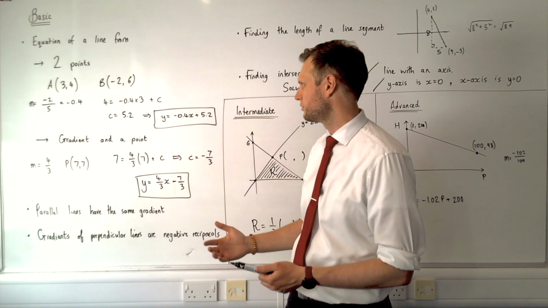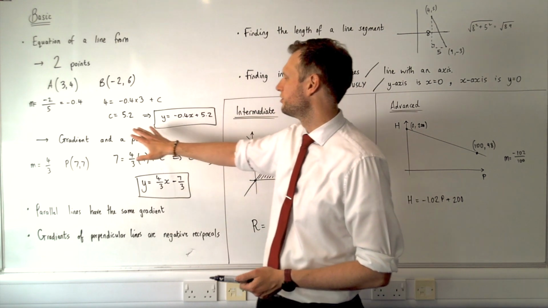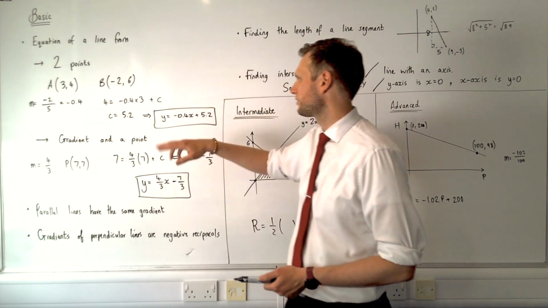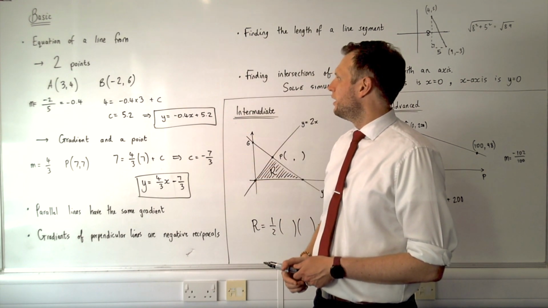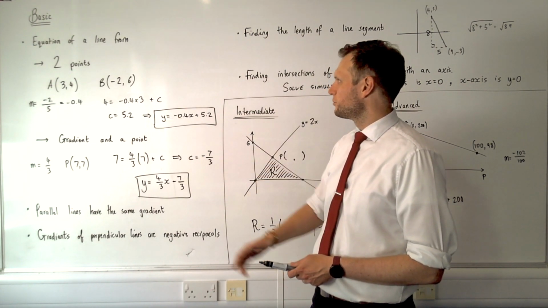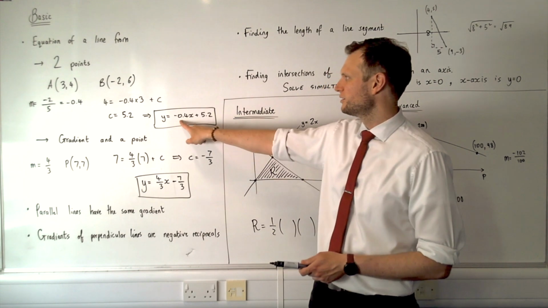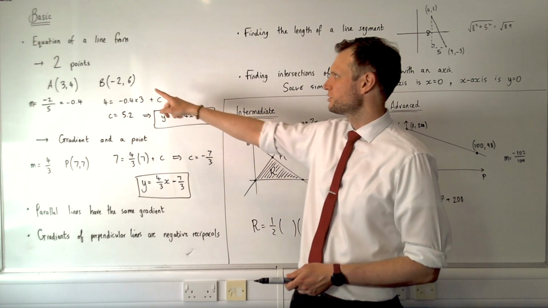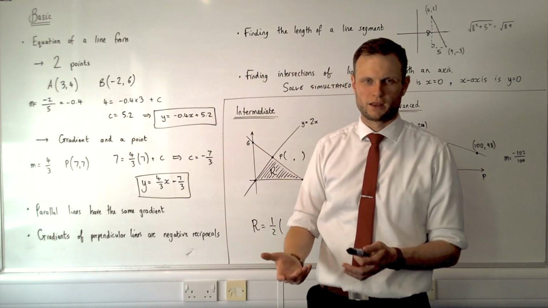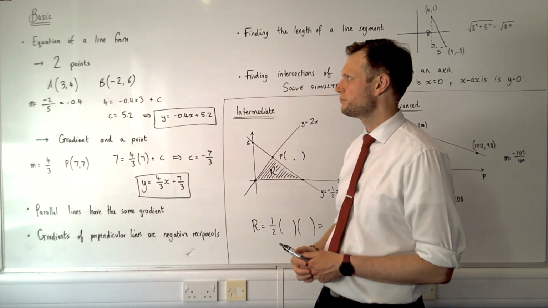You can always check that as well by putting in values of x and seeing if the y value comes out correct. It should be true for both of them. So minus 2 times minus 0.4 would be 0.8, plus 5.2 is 6. So you can check that you've got the right equation.